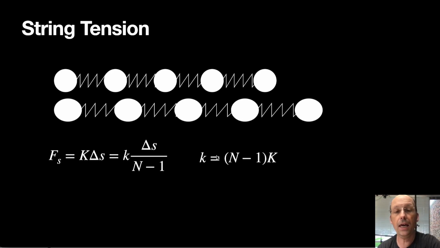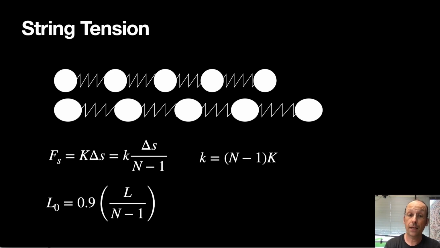So here I have K, the spring constant for each individual one. It has to be a multiple of the total spring constant. But I don't really need the total spring constant. What I do need is the natural length. And this is the trick right here. This is a little trick.